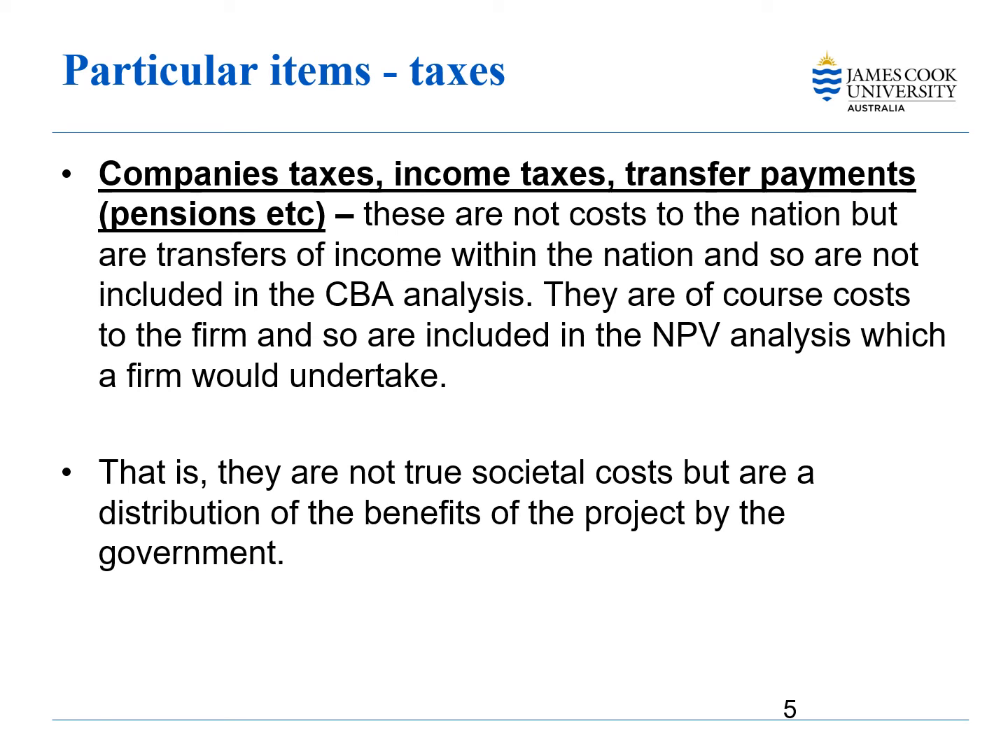If the taxes are company taxes, like payroll tax, superannuation, which is not really a tax, the company pays for the employees, or other transfer payments, these are not costs to the nation, but are transfers of income within the nation from one part of the society to another, and so are not included in the CBA analysis. Well, these items are certainly costs to the firm themselves, so will be included in the firm's NPV analysis.